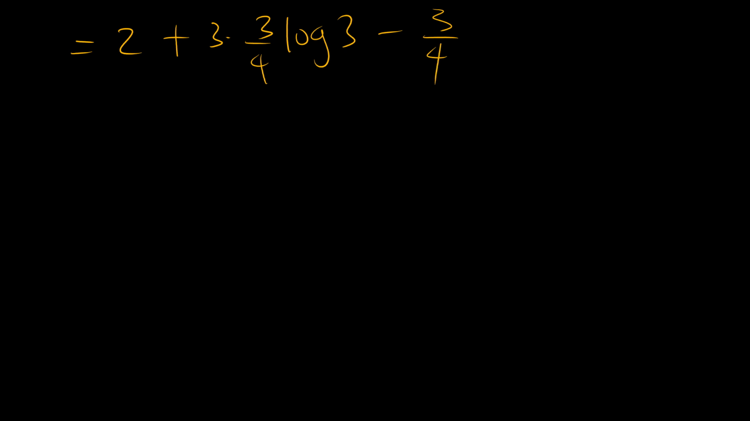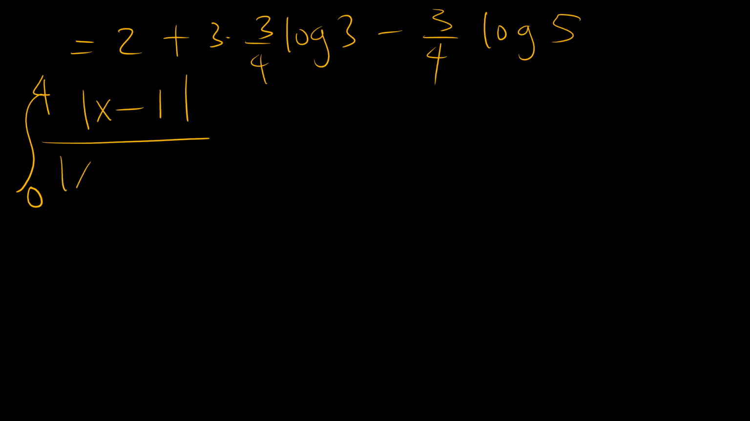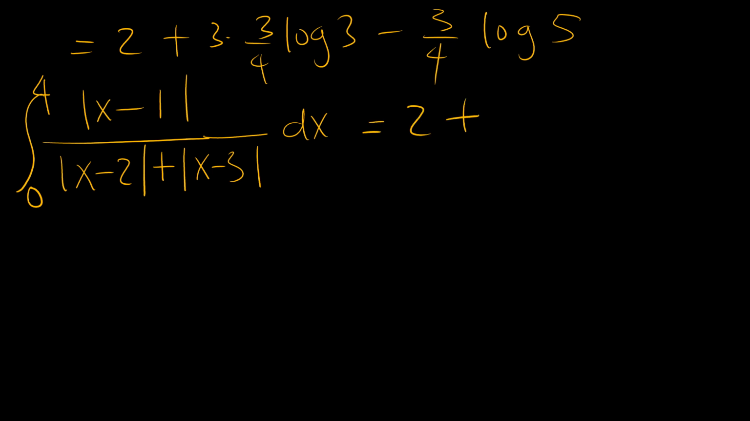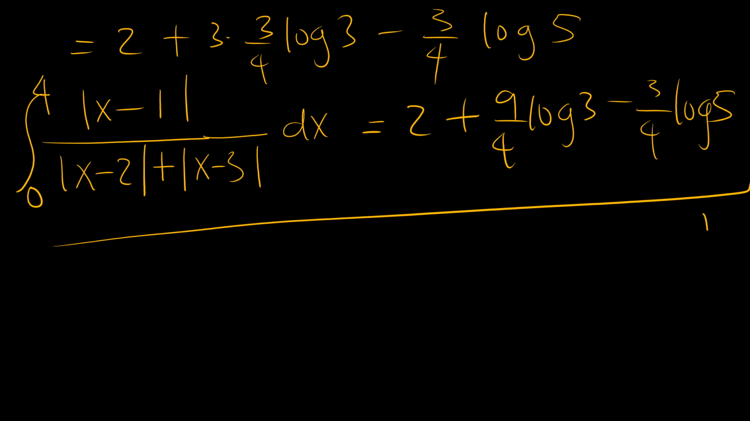And so what we've come to find is that the integral from 0 to 4 of absolute value of x minus 1 over absolute value of x minus 2 plus absolute value of x minus 3 becomes 2 plus 3 times 3 over 4, which is 9 over 4 log 3, minus 3 over 4 log 5. And that, ladies and gentlemen, is our answer.